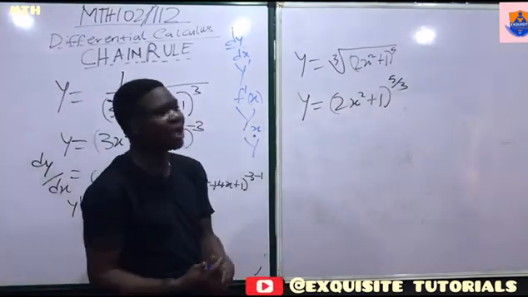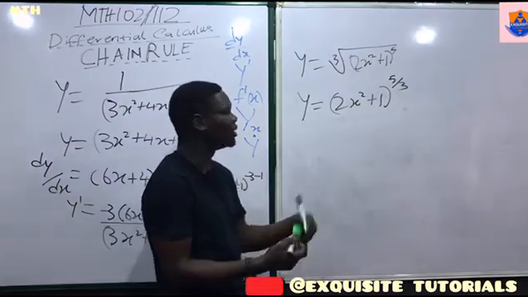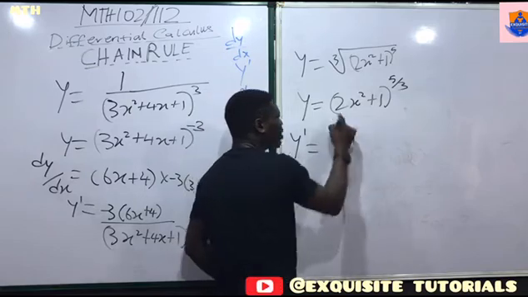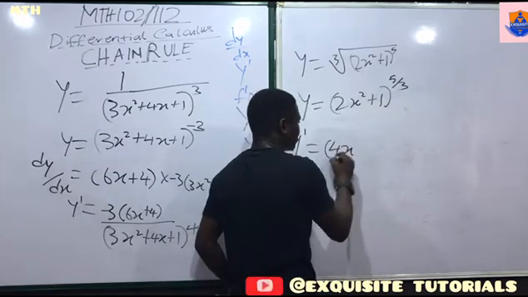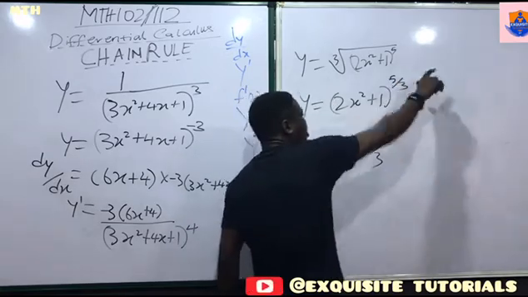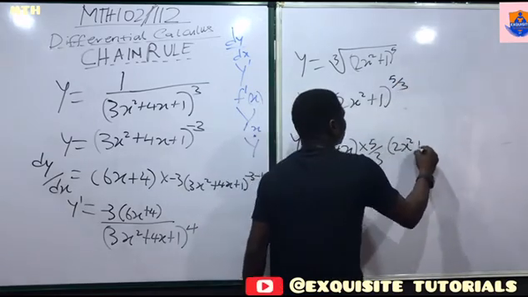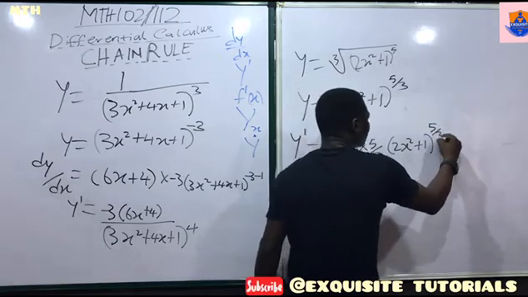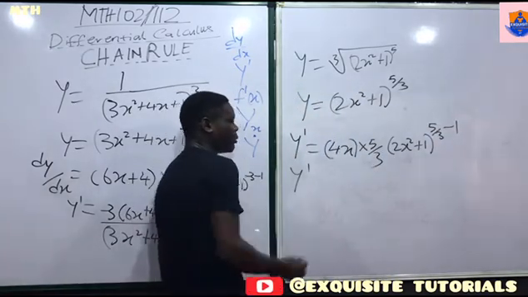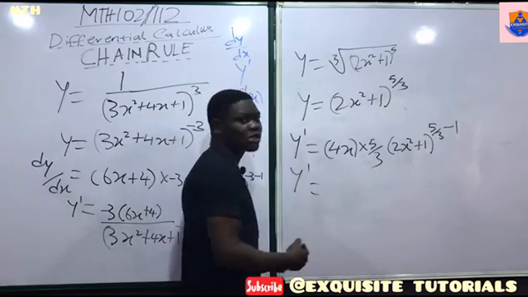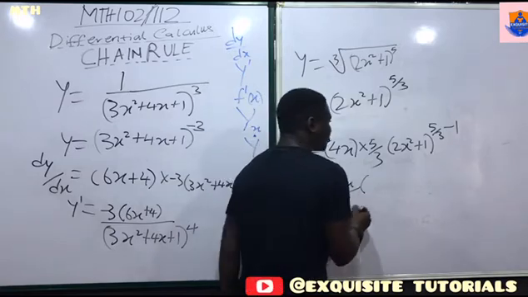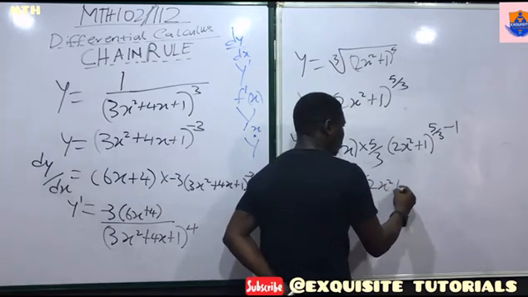So instead of going through that long process, let's just do it quickly. The first thing first, differentiate whatever is inside. You are going to have 4x. Then multiply it with the power 5 over 3. Then subtract 1 from the power. So we have gotten our dy over dx. Our y prime becomes 4 times 5 is 20. So we have 20x over 3, open bracket, 2x squared plus 1.